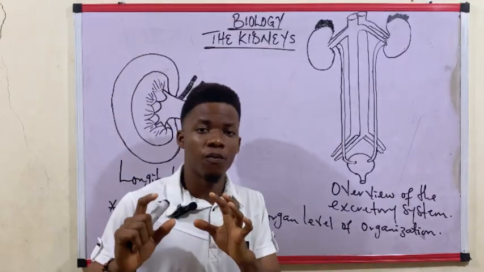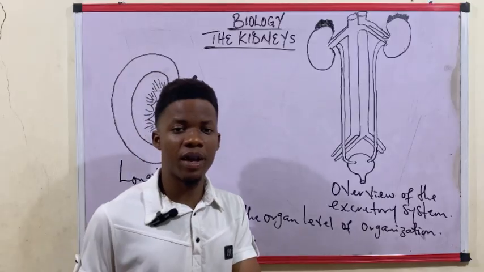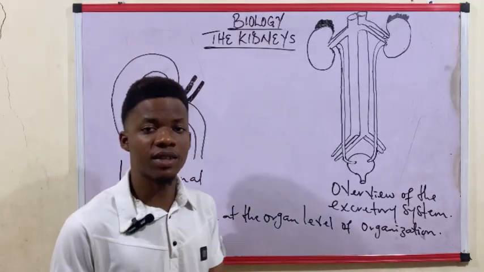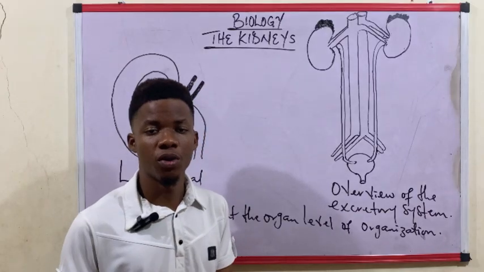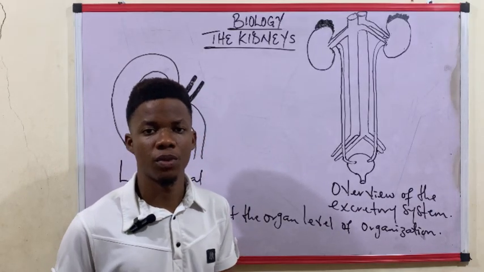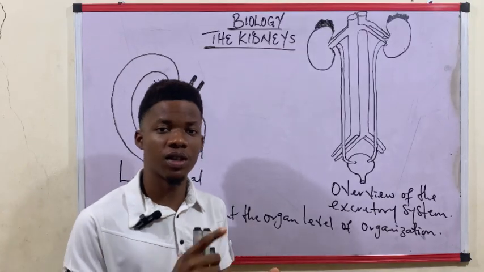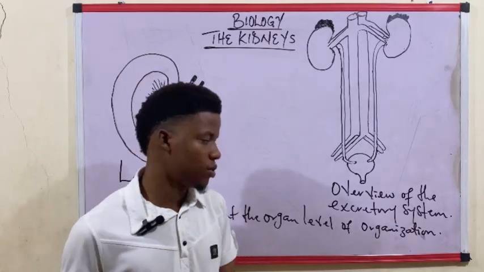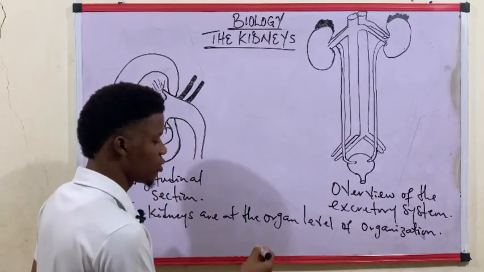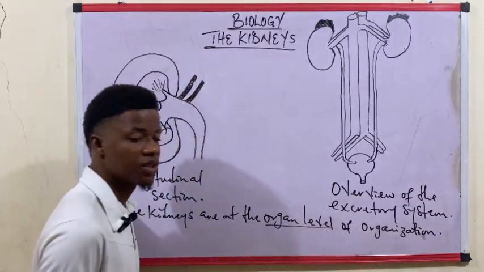Now, the most simplest of life is the cell. The most complex is an organism. So we have it as cell, tissue, organ, system, organism. Right? So cell, tissue, organ, system, organism. So where does the kidney fall under? The kidney falls under what? The organ level. So please take note of that.